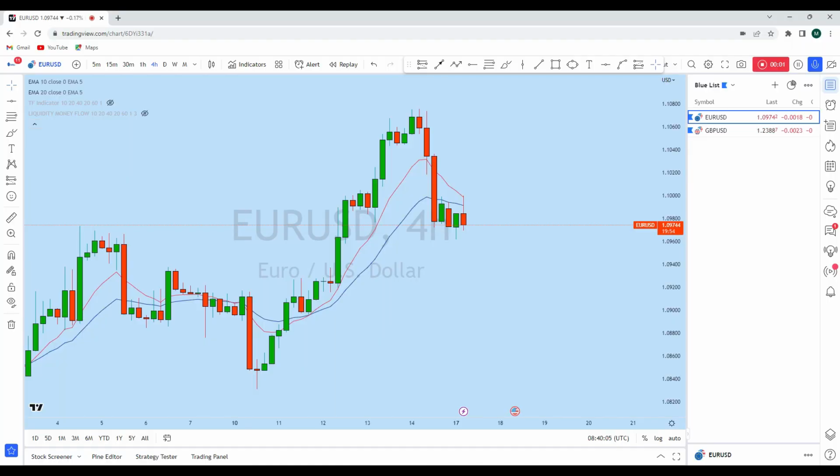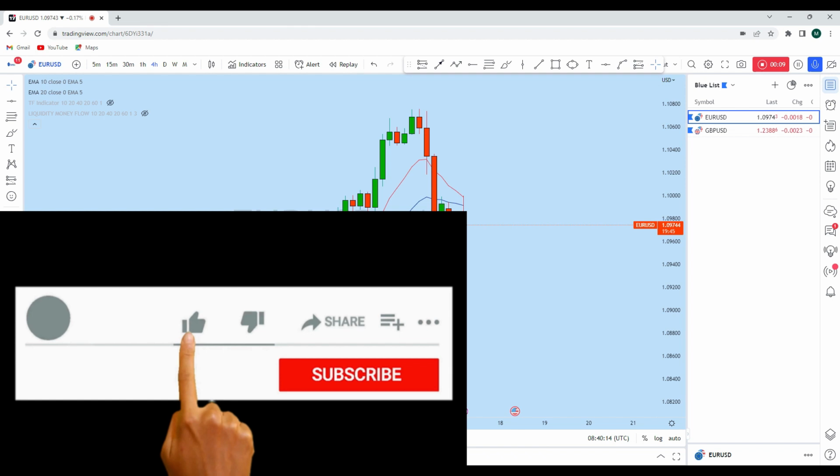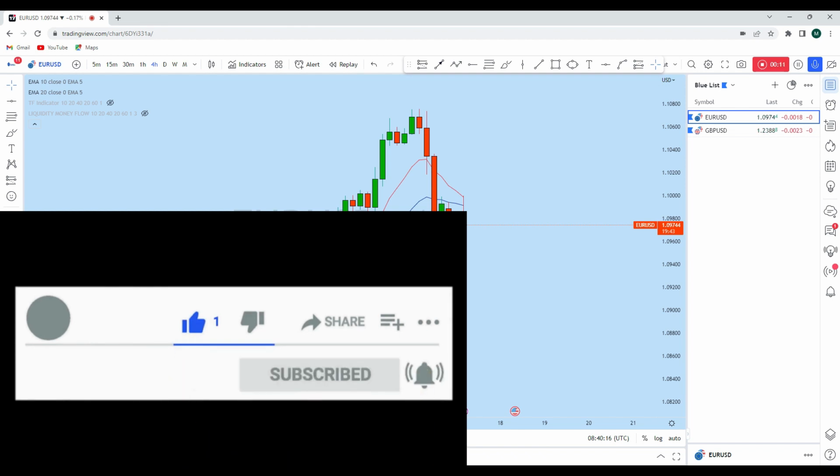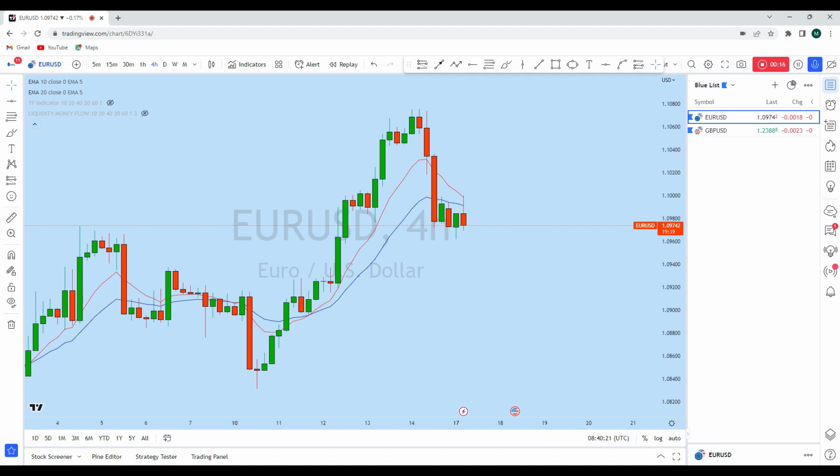Hello trader, I'm going to do a complete multi-time frame analysis on Euro USD and GBP USD. As you can see, on the market opening we can see significant trading opportunity on Euro dollar and GBP USD. Now before we discuss how we can trade, let's look at the bigger picture to see the general direction in the market.